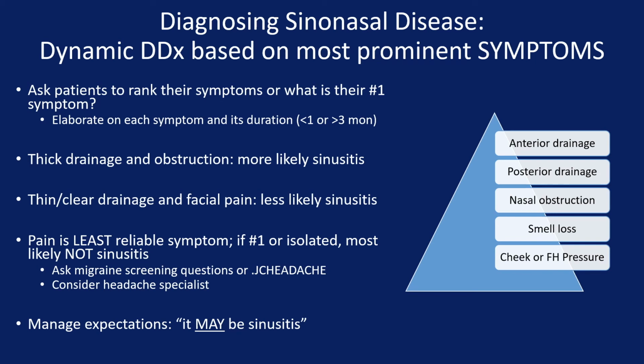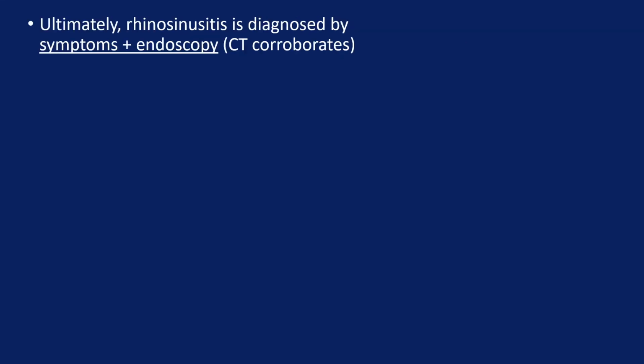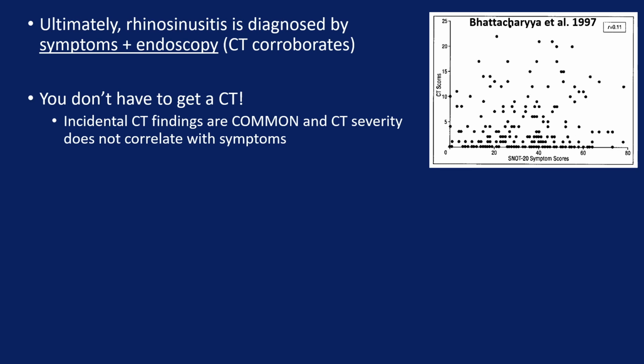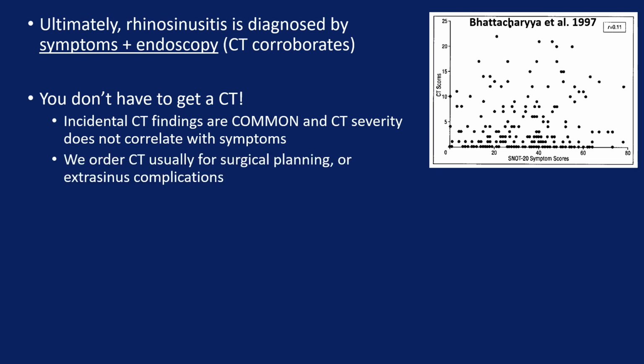And so again, maybe sinusitis, ENT will evaluate. Ultimately, rhinosinusitis is diagnosed by symptoms and endoscopy. CT can corroborate that. You don't have to get a CT. Incidental CT findings are common, and CT severity does not correlate well with symptoms, as we've shown. Remember this graph. We, as ENTs, tend to order CTs for surgical planning once we've decided they need surgery to look for different anatomic variants and plan surgery. Or, of course, if we're worried about orbital or intracranial complications and such.